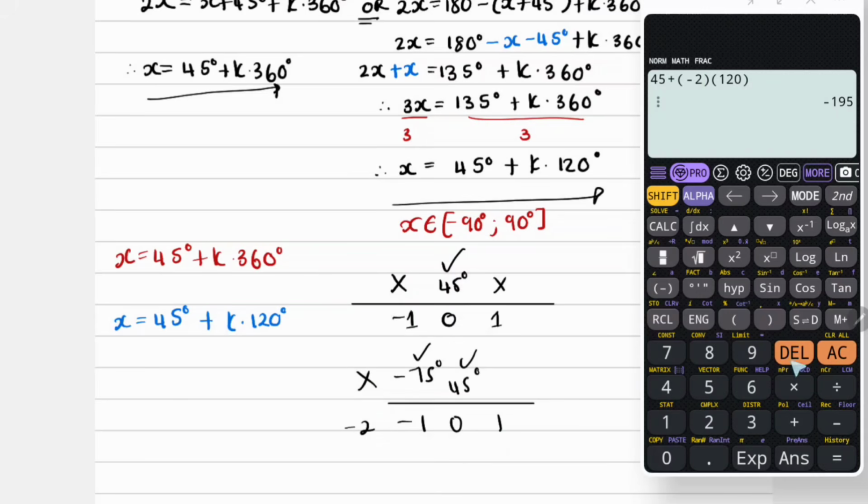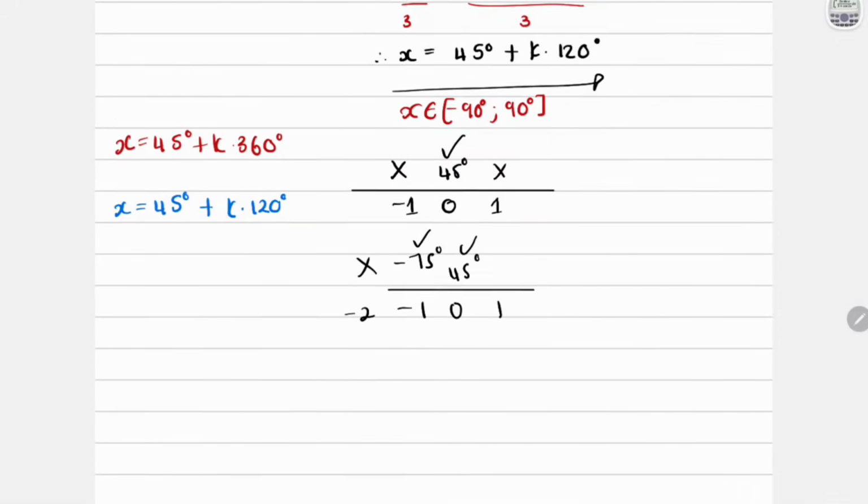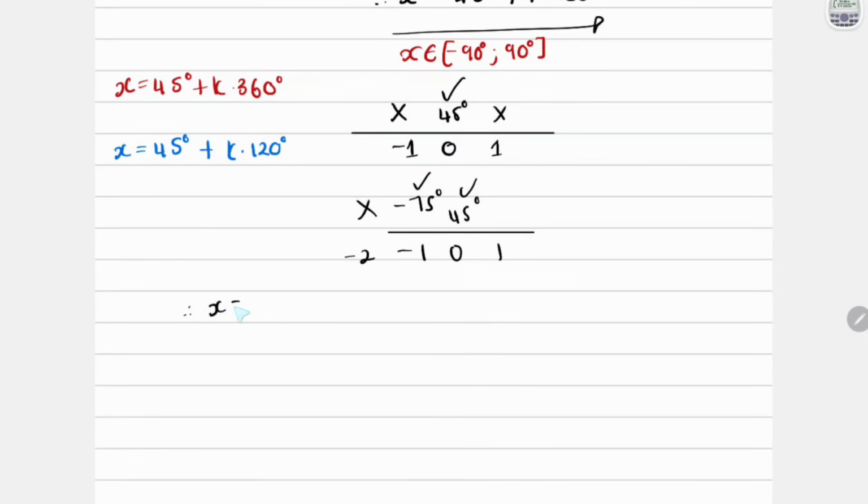Then we can try 1. I actually did try 1. It didn't work. It's too far. Okay, it's too big, so it must be less than 90. So you see that our solutions are x is equal to 45 degrees, or you don't have to repeat the 45 degrees again, or x is equal to negative 75 degrees.